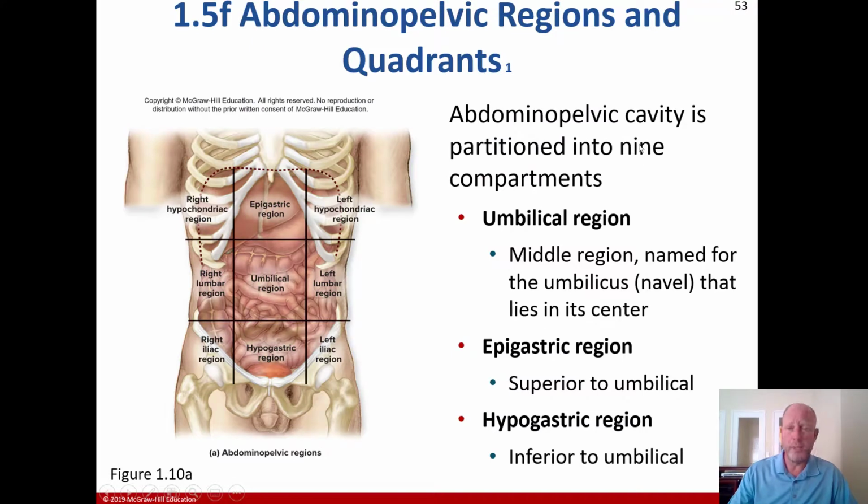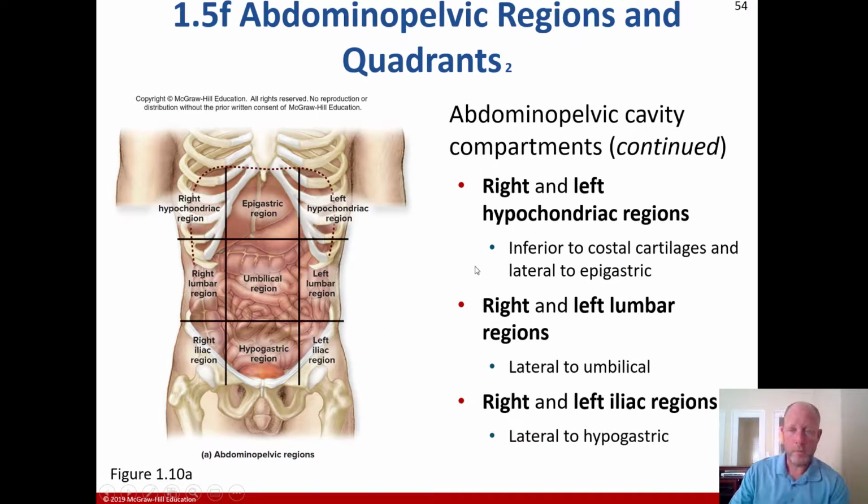And the abdominal cavity basically is partitioned into nine compartments. Your umbilical region, your epigastric region above the umbilical region, the hypogastric region below the umbilical region, and then you have left side and right side, obviously. For the epigastric, you have left hypochondriac and right hypochondriac. For the umbilical, you have the left lumbar and right lumbar, and the hypogastric has the left iliac and right iliac, okay?